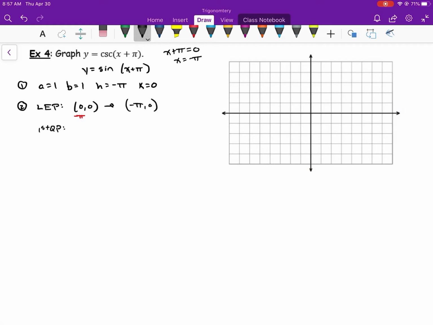First quarter point is pi over 2b, so pi over 2, and 1, so minus pi. Scratch work, I'll do pi over 2 minus pi over 1, common denominators, so equals pi over 2 minus 2 pi over 2, which gives me negative pi over 2.